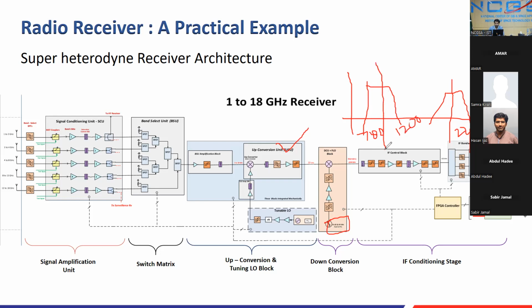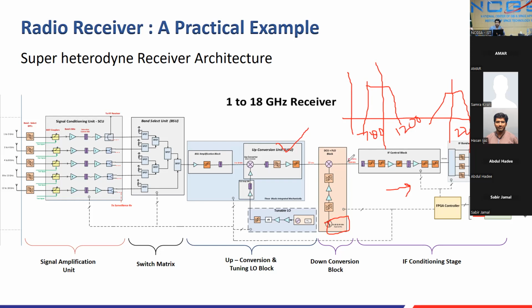This is now my IF. So here you can see this mixer, when mixed with this frequency range and this, at the output you get 700 to 1200 megahertz bandwidth, and that is how the frequency planning of this receiver is being done. It is very reliable.